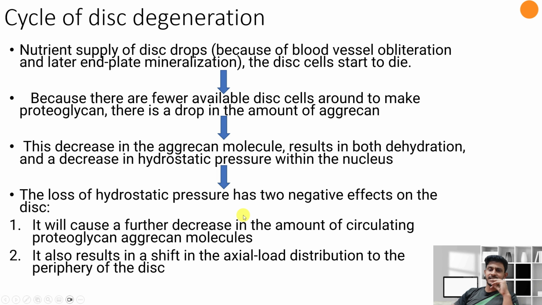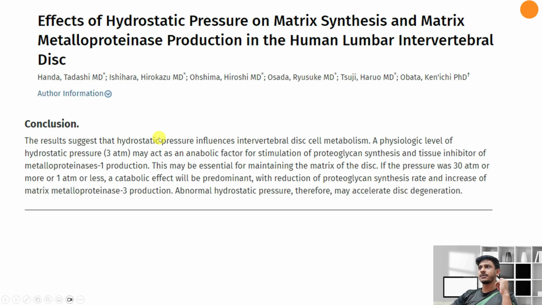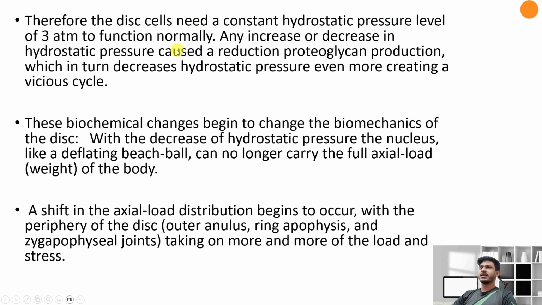So what is the problem with decreasing hydrostatic pressure? Hydrostatic pressure also reduces the matrix synthesis of proteoglycan. So decreased hydrostatic pressure decreases intervertebral disc cell metabolism, and conversely decreases proteoglycan synthesis. This study found that the disc cells need a constant hydrostatic pressure of about 3 atmospheres to function normally. Any increase or decrease in hydrostatic pressure decreases aggrecan production. So decreased aggrecan production further decreases the hydrostatic pressure, and this decrease in hydrostatic pressure further decreases aggrecan production. So it's a vicious cycle.